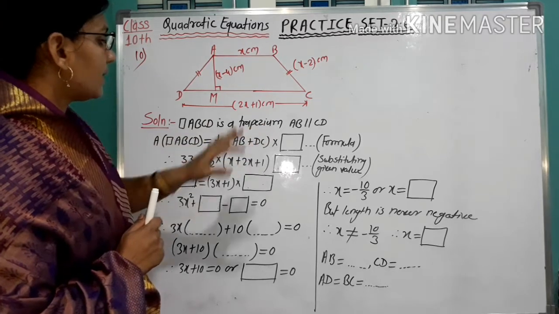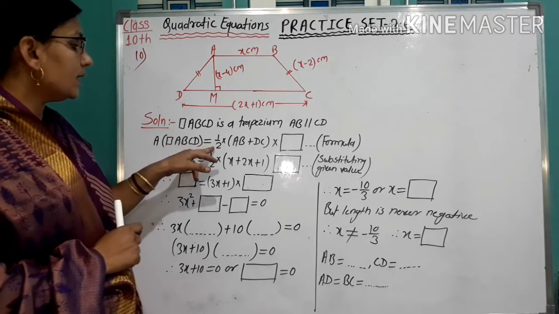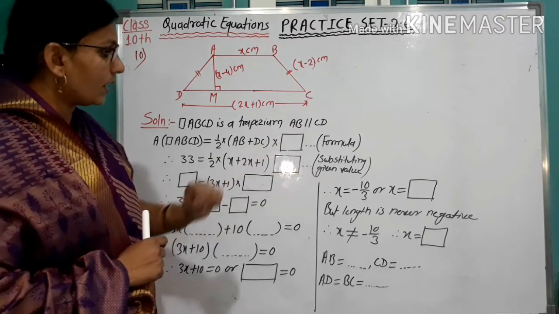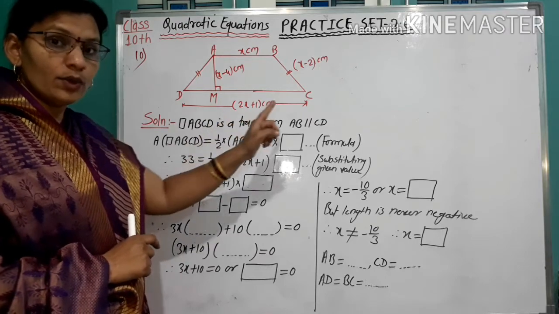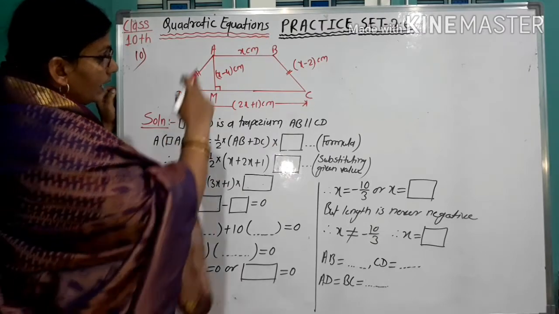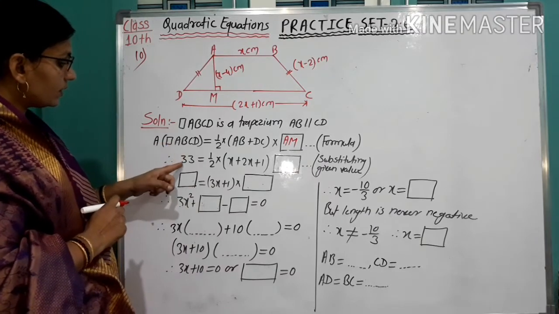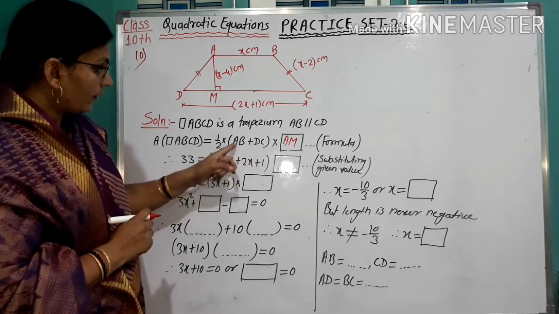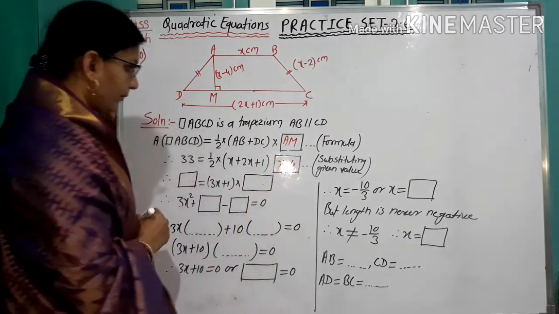Quadrilateral ABCD is a trapezium. AB parallel to CD. Area of quadrilateral ABCD equal to half, here AB plus DC into dash dash. Formula for trapezium is 1 by 2 sum of parallel sides into height. Here sum of parallel sides AB and DC are given, and height is here AM. Next step, area is given. So here area is 33, equal to 1 by 2 x value of AB and DC, and value of AM is x minus 4.